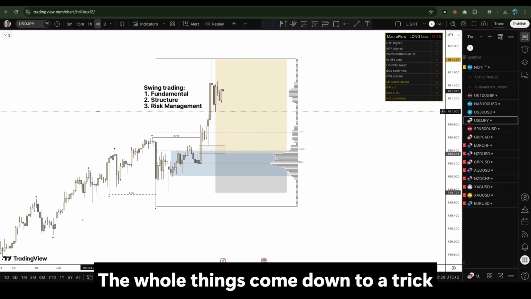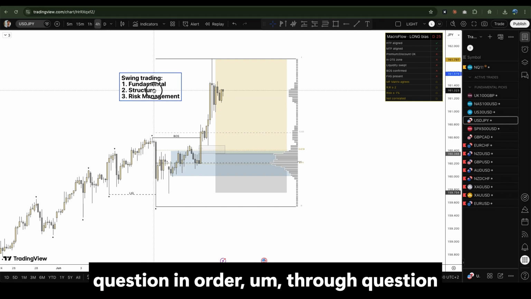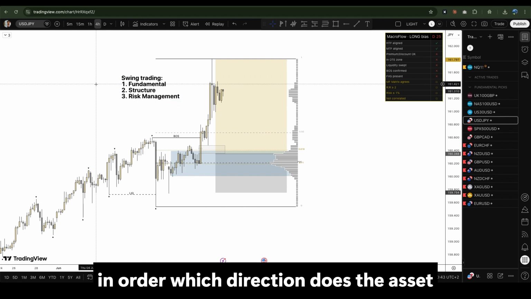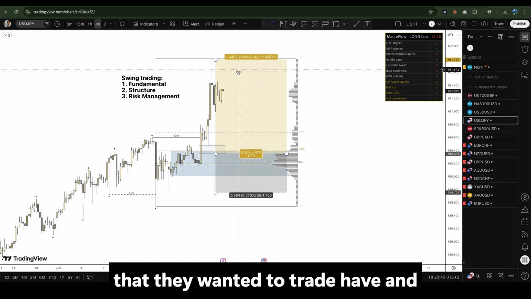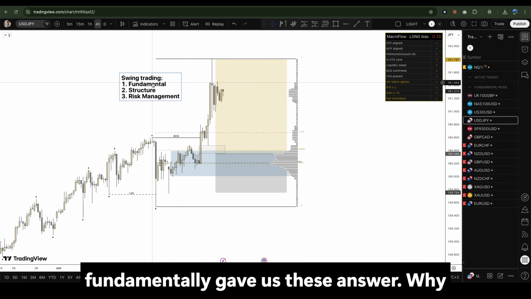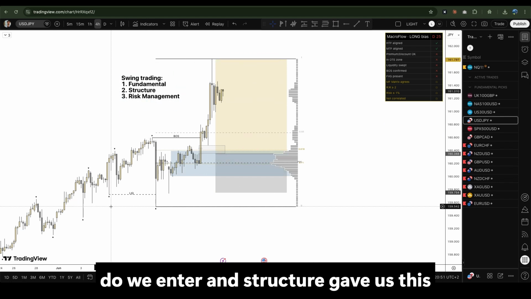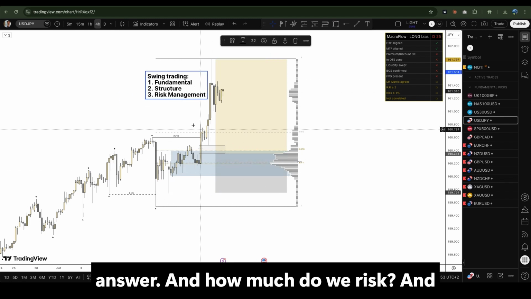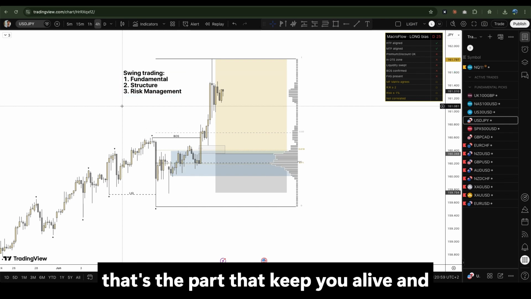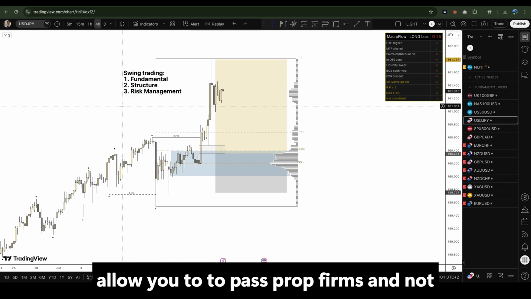The whole thing comes down to three questions. In order, which direction does the asset that I want to trade have? And fundamentals gave us this answer. Where do we enter? And structure gave us this answer. And how much do we risk? And that's the part that keeps you alive and allows you to pass prop firms and not blow up your account.